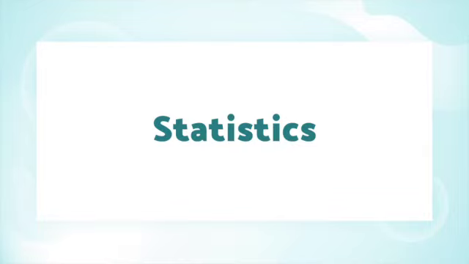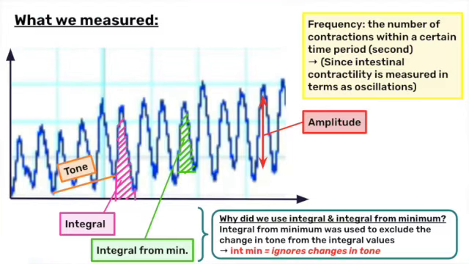Now, after we've analyzed our data, to make sense of our results we are going to look at the statistics. The following values were measured. First, we measured the integral, which is the area indicated under this curve over here. We also measured integral from minimum, which is the area calculated under the curve but from the minimum point of the curve. Why did we do this?